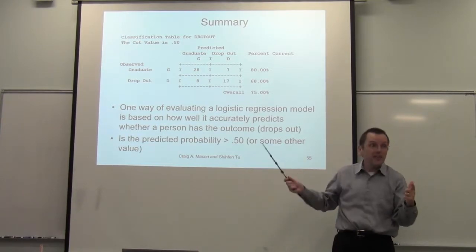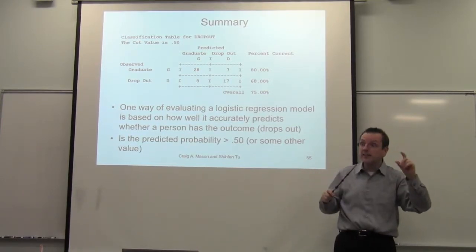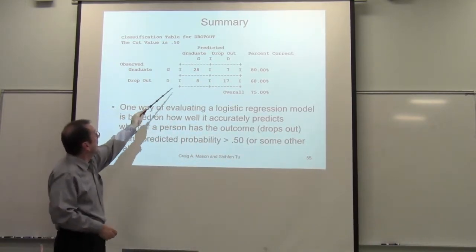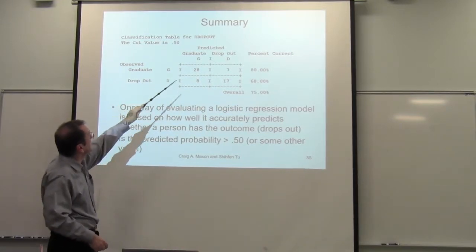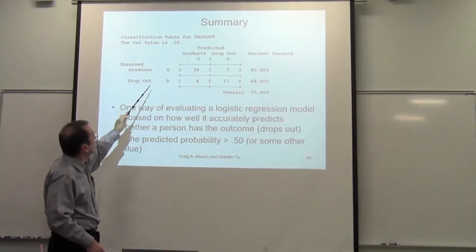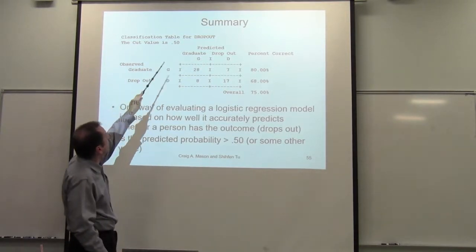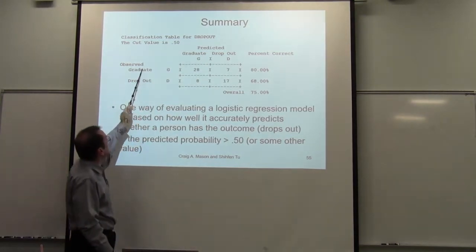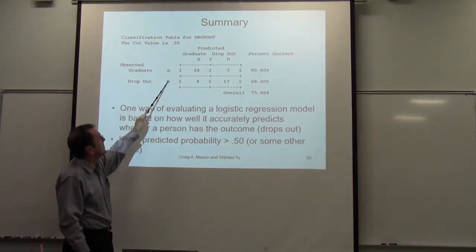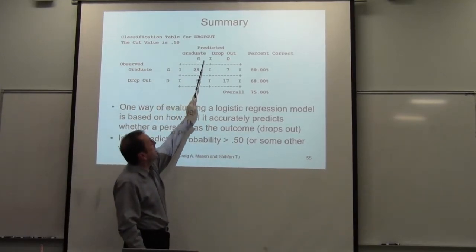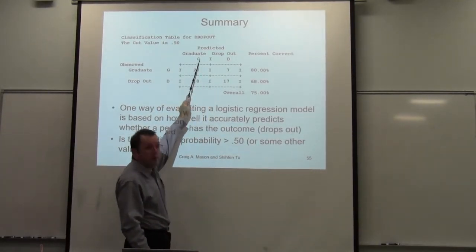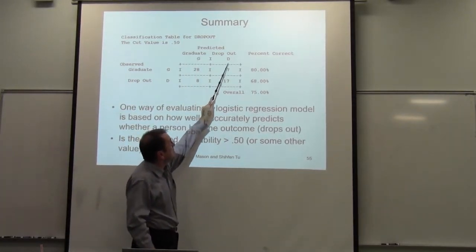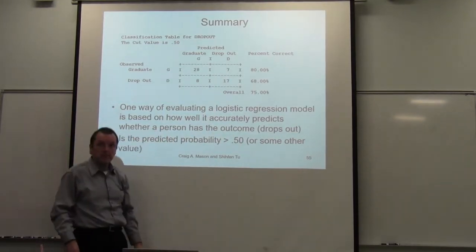We can look to see how would we predict, are they a 0 or 1? And again, most output will give you some option like this. We are looking at what's called a classification table. You have the observed outcomes. Did the child graduate or drop out? And then their predicted outcomes. Based on my logistic regression model, did I predict that they'd graduate or did I predict that they'd drop out?